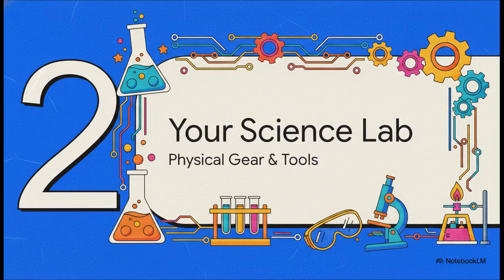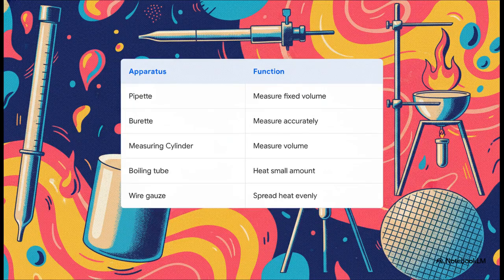Okay, moving right along to section 2, your science laboratory. Let's look at the physical gear and tools. Now, you might look at a science lab and just see a bunch of random glass tubes, but every single piece has a distinct, vital function. The right tool for the right job is the first rule of the lab.